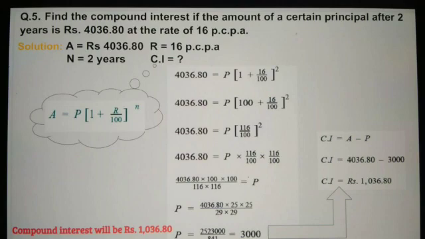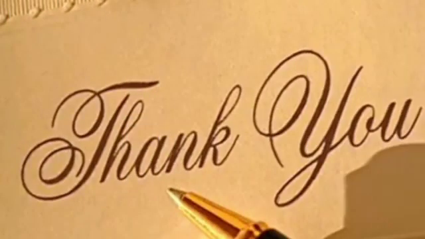Now you have to find out the compound interest. So what is the formula for compound interest? Compound interest is equal to A minus P. Now what is your A? 4,036.80 minus 3,000. Correct. So after subtracting, what is your compound interest? Your compound interest is rupees 1,036.80.